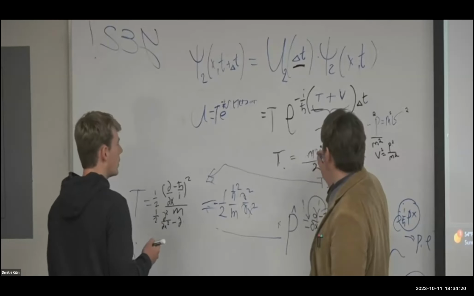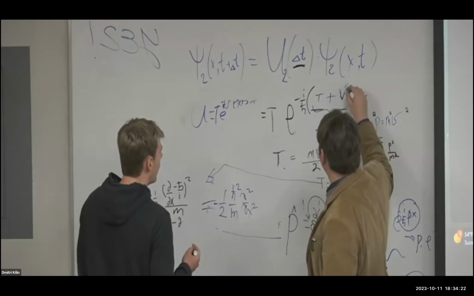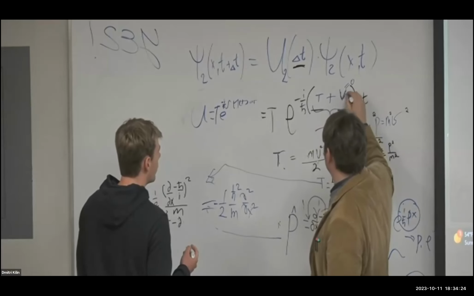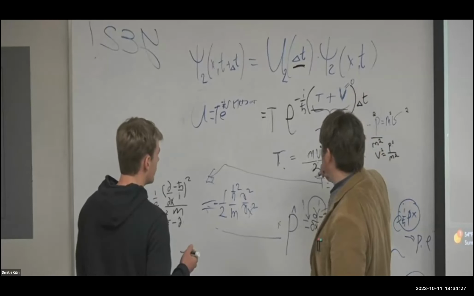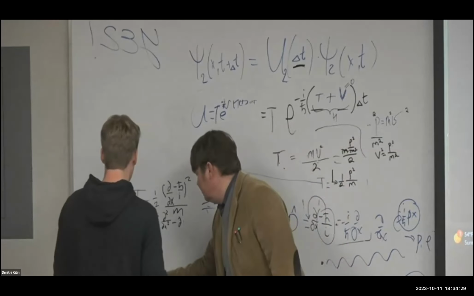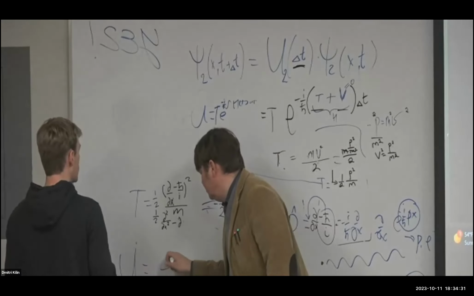And let's do one more exercise. Let's plug in for a particle in free space. Potential energy is 0. Let's rewrite the evolution operator with this new knowledge.